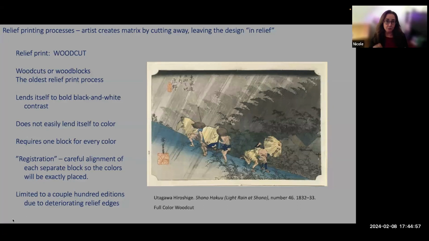And in terms of this ability to recreate multiples of it, woodblock printing is limited to, at max, a couple hundred within the edition due to deteriorating edges from the pressure of the press. So wood is an organic material and it gets compressed over time. And as it's run through the press, it gets smushed, right? And so that can shift the look of the carved design. This is a process that flourished in Japan in the 17th to 19th centuries.